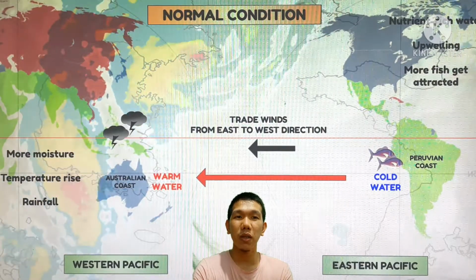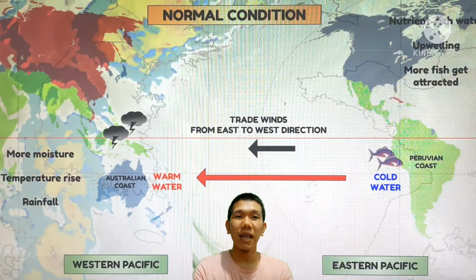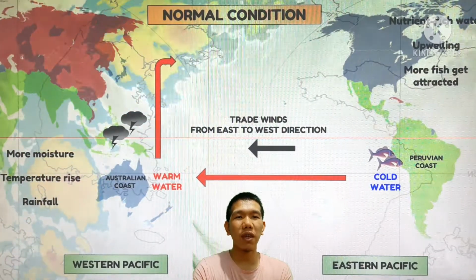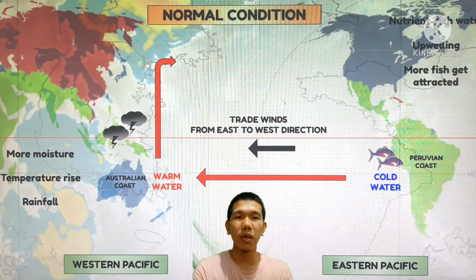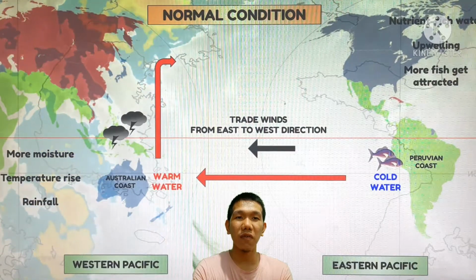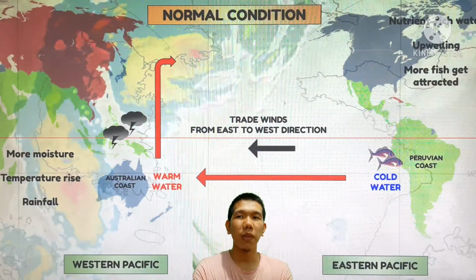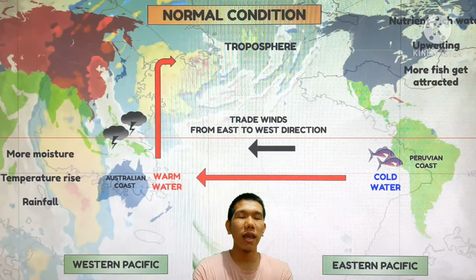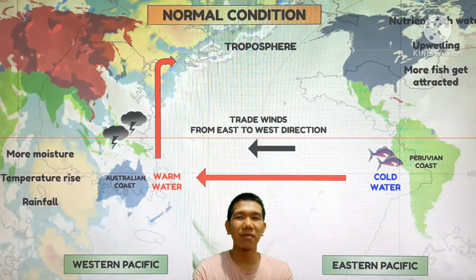of clouds with rainwater. And as it continues to happen, it will go through the troposphere or tropopause layer of the atmosphere, where warm water from the Australian coast will shift into cooler temperature, and the moisture will be lost due to evaporation and eventually cools down.